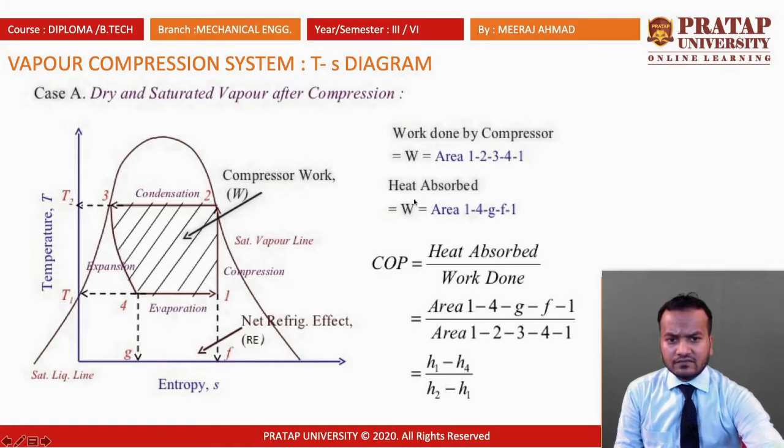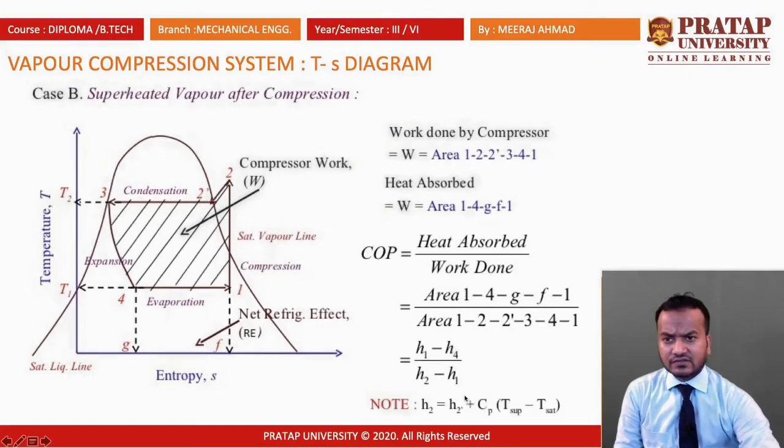Then the heat absorbed in the evaporator, the refrigerating effect, is the area under the curve 1, 4, G, F, 1. This is the heat energy extracted by the refrigerant. Then you write the formula for COP as the refrigerating effect divided by the work done. So the COP formula for this case is H1 minus H4 divided by H2 minus H1. Now move to the next case.